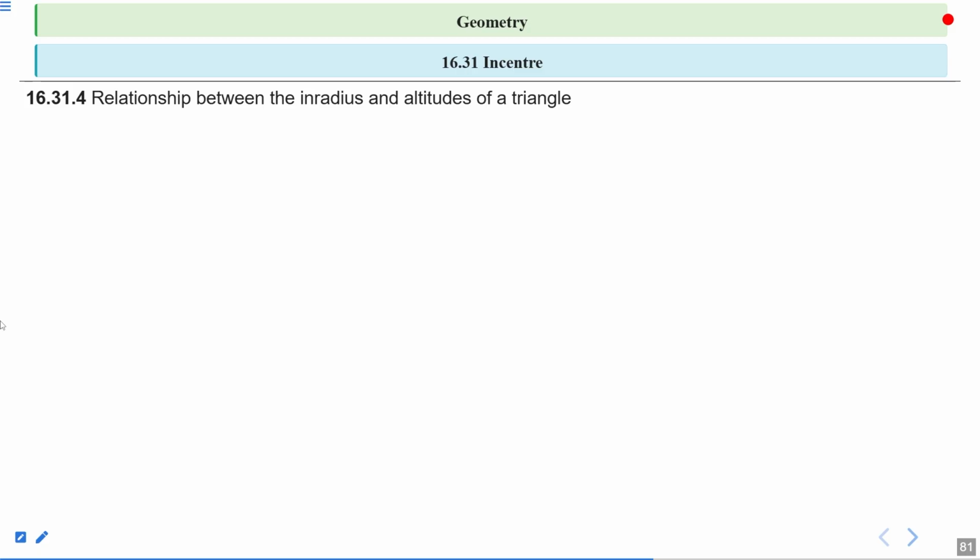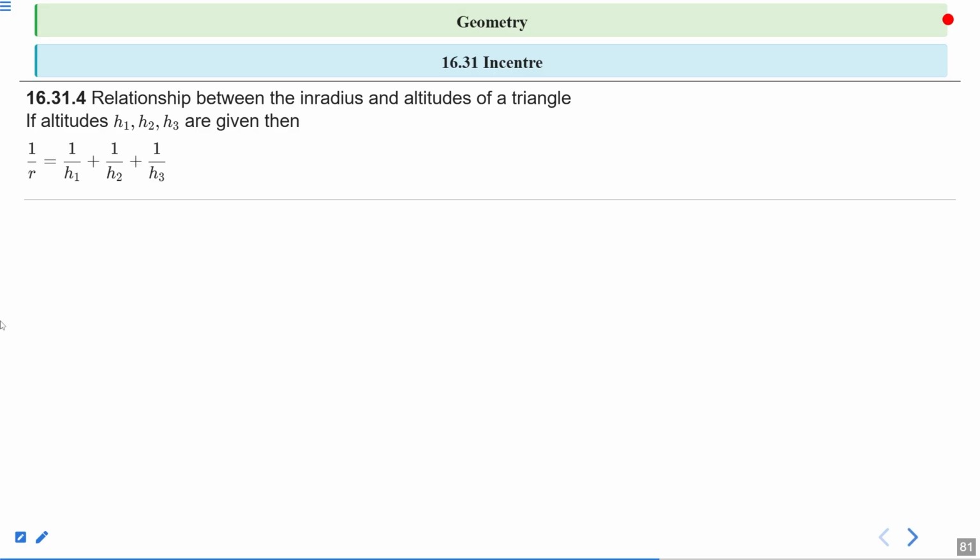Now, incenter: relationship between inradius and altitudes of a triangle. If altitudes h1, h2, h3 are given, then 1 upon r equals 1 upon h1 plus 1 upon h2 plus 1 upon h3.